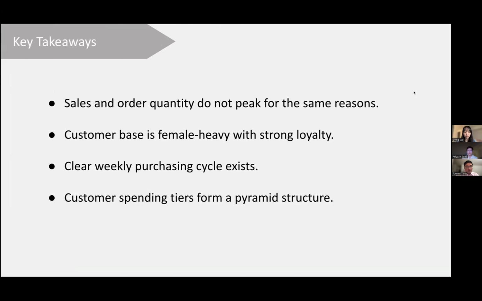And finally, here are the key takeaways. The first one is sales and order quantity. They do not peak for the same reasons. As mentioned, the office goods contribute heavily to the total order quantity, but they have very low revenue. In contrast, the Nest Home products with higher unit prices are doing very well on the sales side, especially during the holiday season.